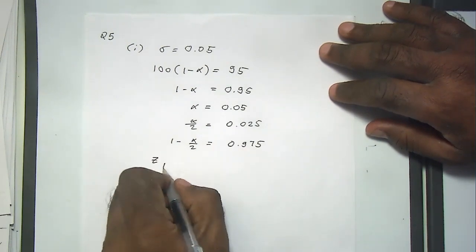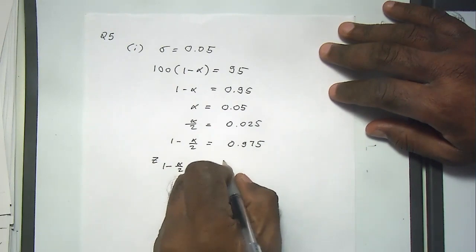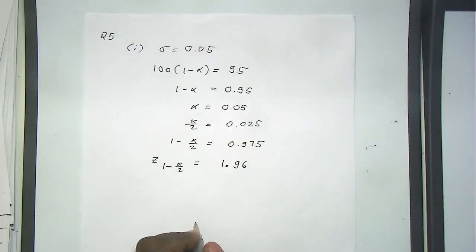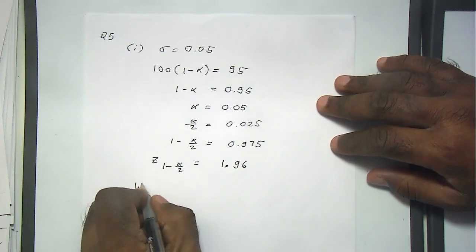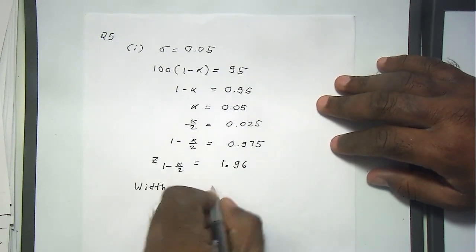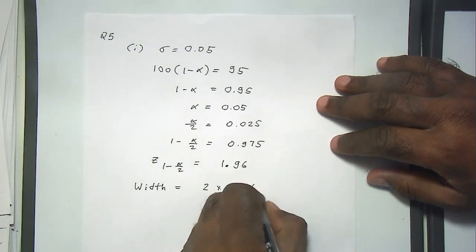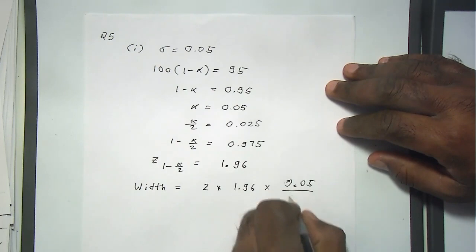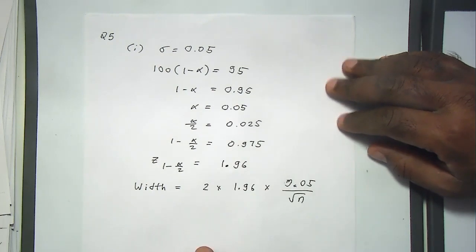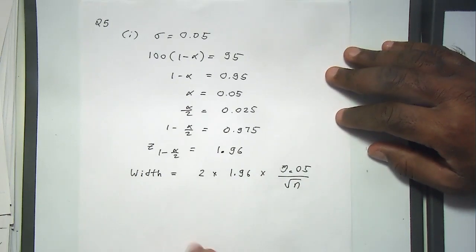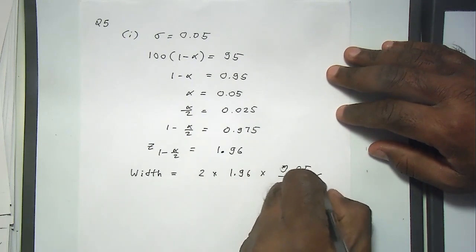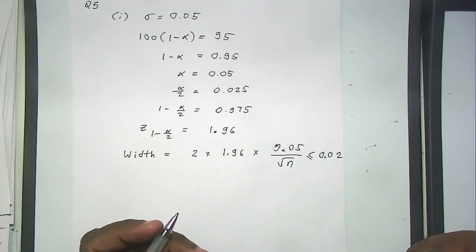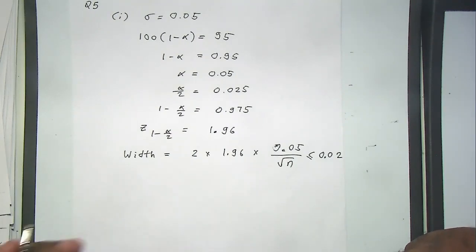And we know that z, we already worked this out. I think it was 1.96. Is that right? Was it 1.96? Yes. Okay. So the width is equal to 2 multiplied by 1.96 multiplied by sigma, which is 0.05, divided by the square root of n. And we want this to not exceed, that means it must be less than or equal to 0.02. So the question is to solve this equation for n, which is easy.